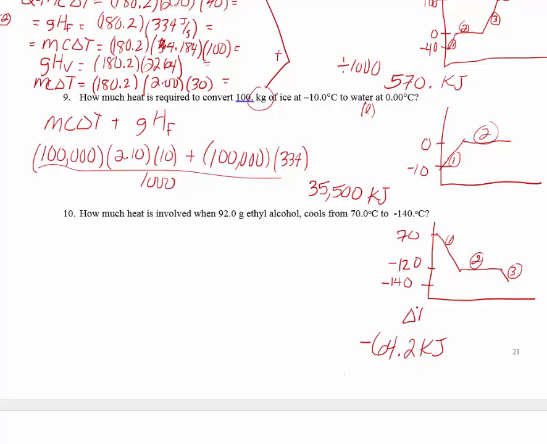Another thing to be careful about, look at this temperature change. You're going from negative 120 to 70. So that's not 50 degrees. That's 190 degrees. You're cooling it down 190 degrees.